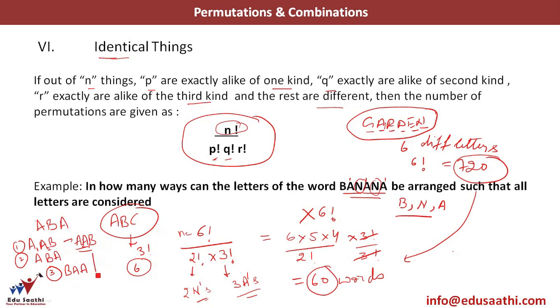Here I'll have how many? Going by this formula, I'll have 3 factorial divided by 2 factorial, which is nothing but 3 words, and we've counted these 3 words here. So this is the same thing we have done here. I have 6 factorial divided by 2 factorial divided by 3 factorial. So whenever you have identical things, the number of arrangements reduces. We'll do some more questions on this.